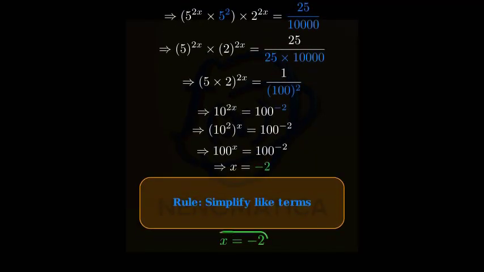In conclusion, we solved this exponential equation by properly expanding powers, combining terms with the same exponent, and then comparing the exponents when the bases are equal. The solution is x equals -2.